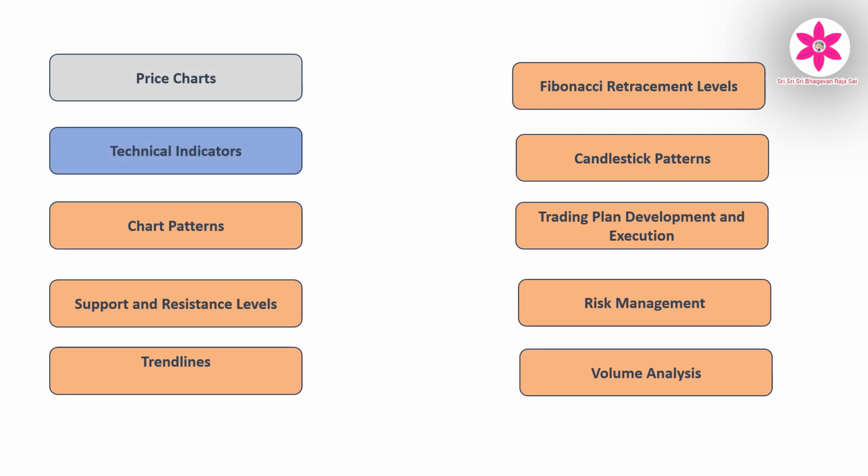This is the second video in the technical analysis series. In the previous video, I explained about price charts. There are many types of price charts: line chart, candlestick chart, bar chart, Heikin-Ashi chart, and so on. If you didn't watch that video, please watch it and then come back here, then you will get a clear idea. Now I will continue with the technical indicators.